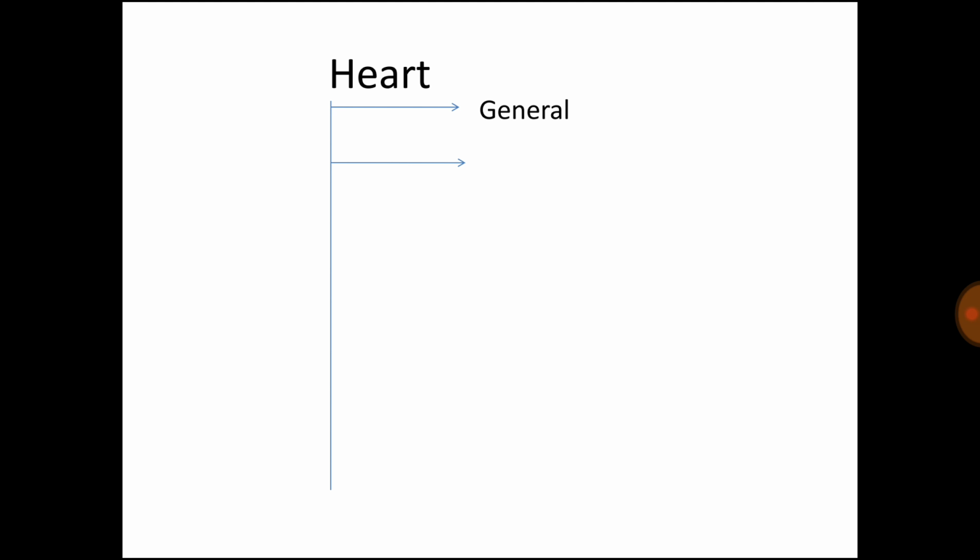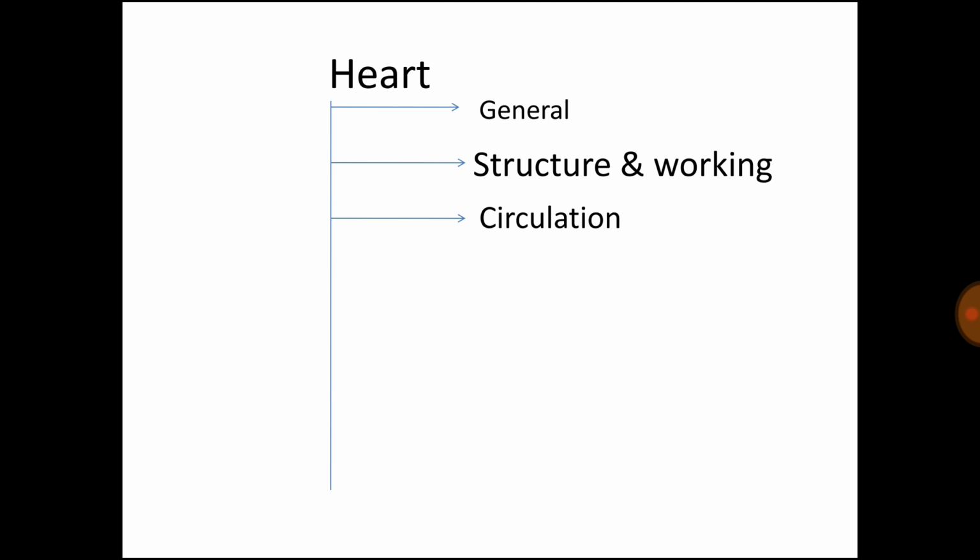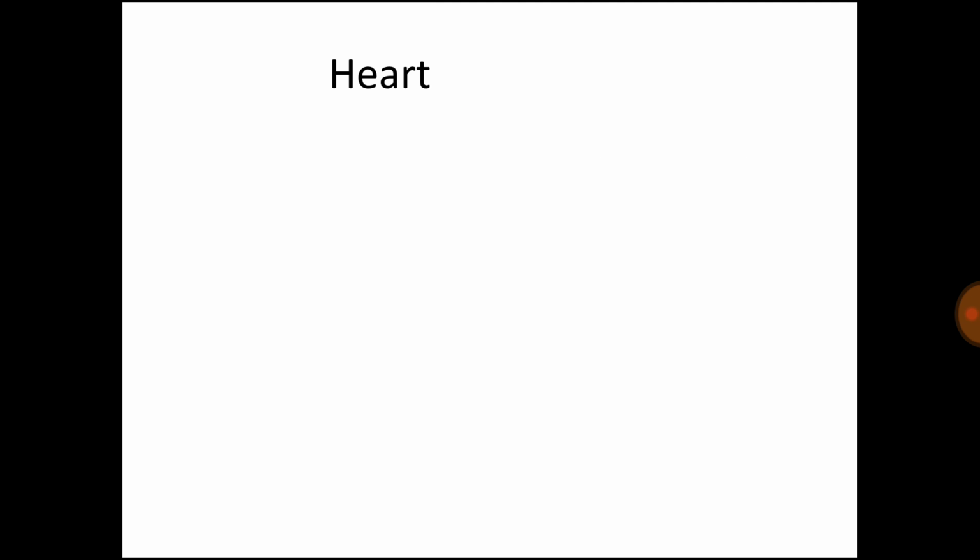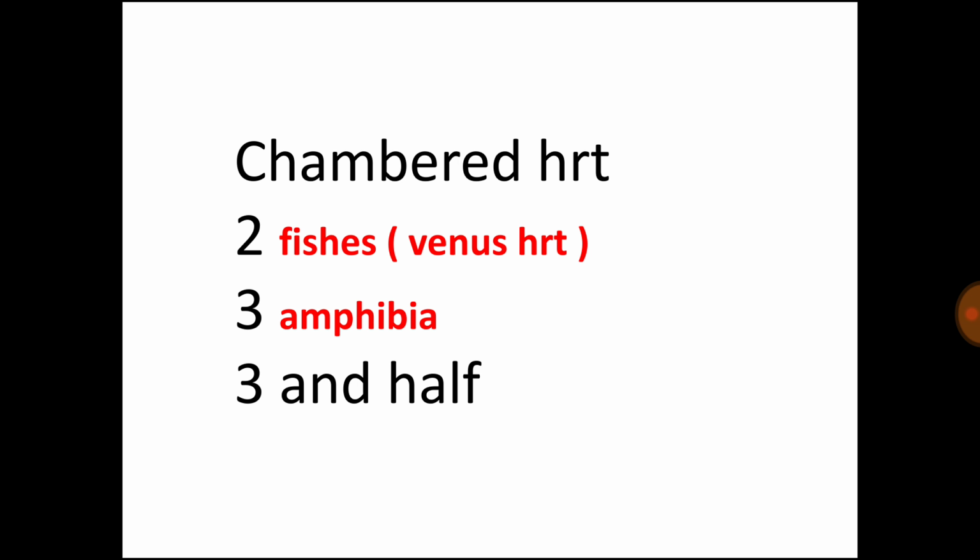We're talking about the general structure, working, circulation, disease, and the control and the terminology. First, we're talking about the general chambered heart. The two-chambered heart is present in fishes and is also known as the venous heart. The three-chambered heart is present in amphibia, 3.5 chambered in reptiles, and four chambers in humans and aves, but the exception is the crocodile.